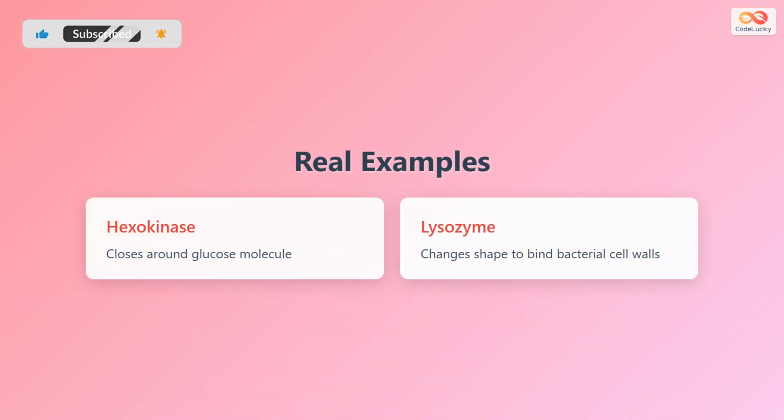Let's look at 2 classic examples of enzymes that demonstrate induced fit. Hexokinase is an enzyme that phosphorylates glucose in the first step of glycolysis. When glucose binds to hexokinase, the enzyme closes around the glucose molecule like a clamshell, protecting it and positioning it for the reaction. Lysozyme is another excellent example. This enzyme breaks down bacterial cell walls. When it binds to its substrate, lysozyme changes shape to create strain in the chemical bonds of the bacterial cell wall, making them easier to break.